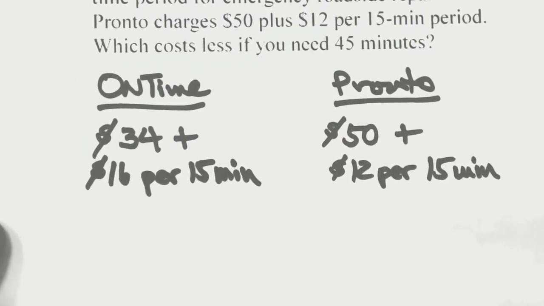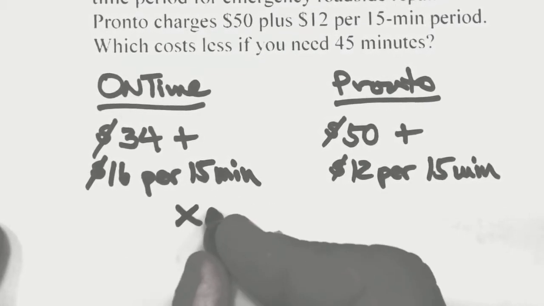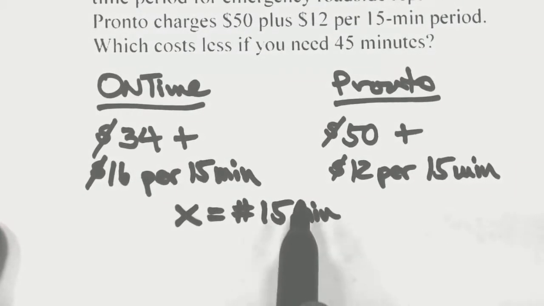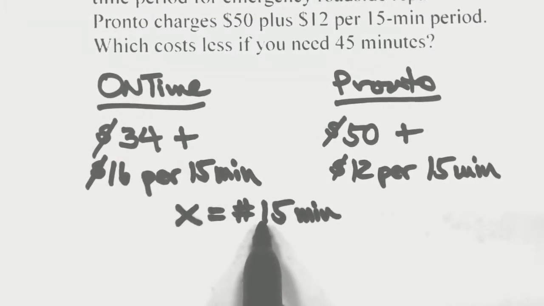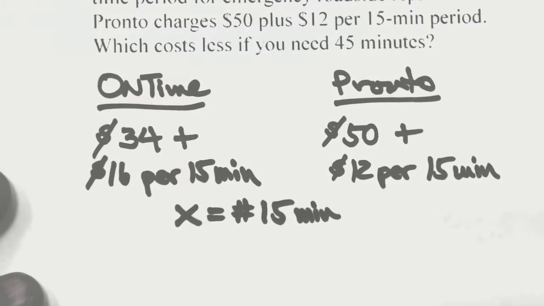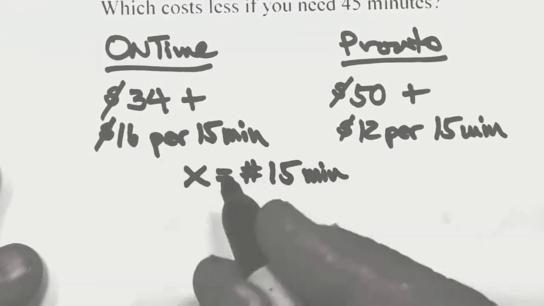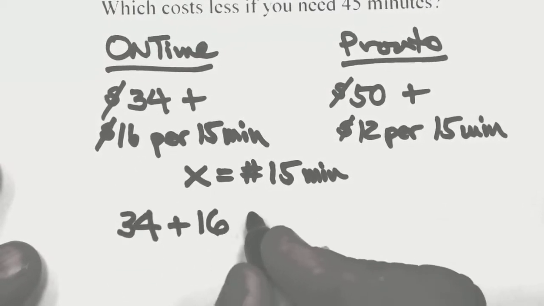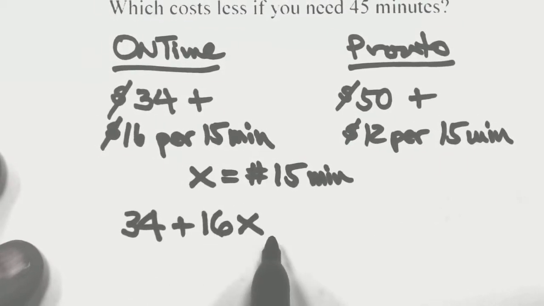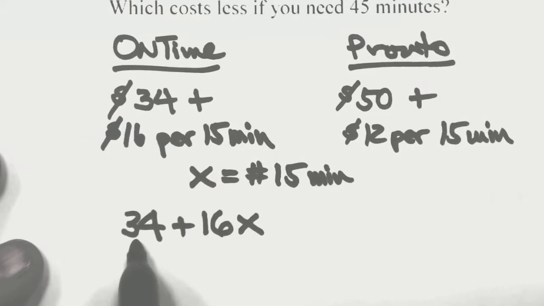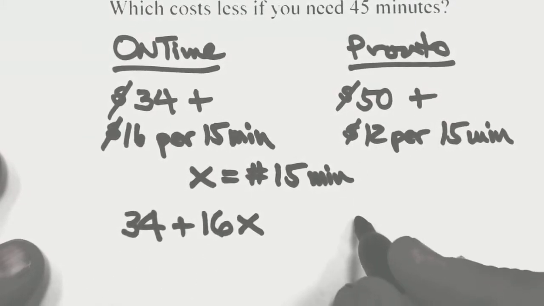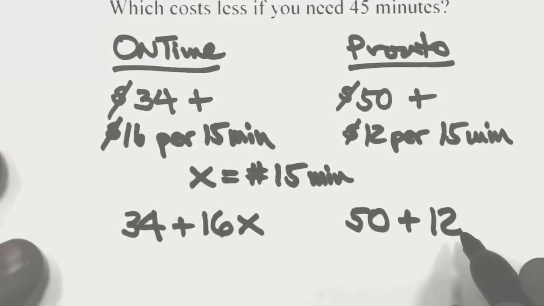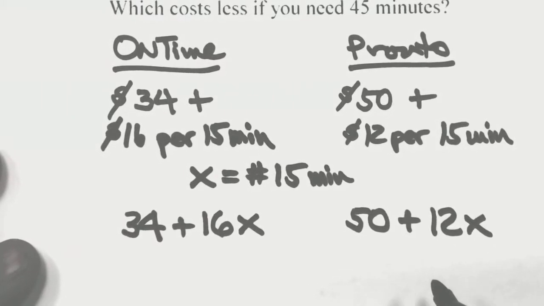Okay, well, here we go. Let's again equate these two. Let's make x here equal the number of 15-minute time periods. Remember, they're charging you every 15 minutes. So now let's put the cost together. On Time here is going to charge $34 just to show up, and then plus $16 each of those 15-minute time periods. So 16 times x; these are both in dollars, so I've left them as whole numbers here. Pronto is going to charge you $50 to show up, but then $12 for each one of those 15-minute time periods, or 50 plus 12x.